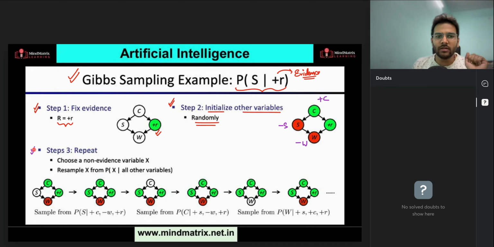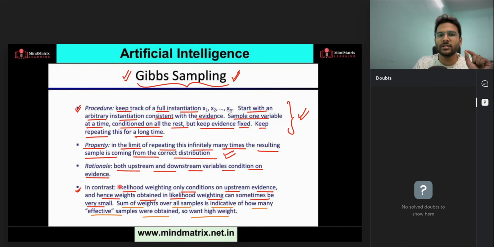What is step 3? Step 3 is very simple. You have to choose a non-evidence variable X. As I told you, you have to pick one.